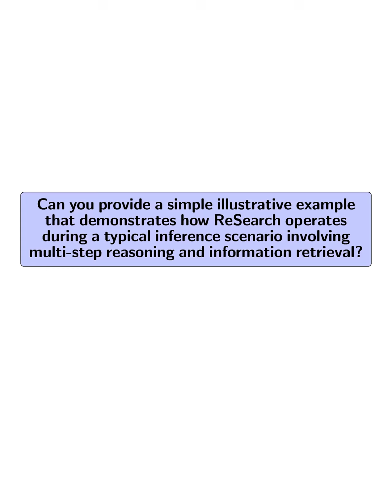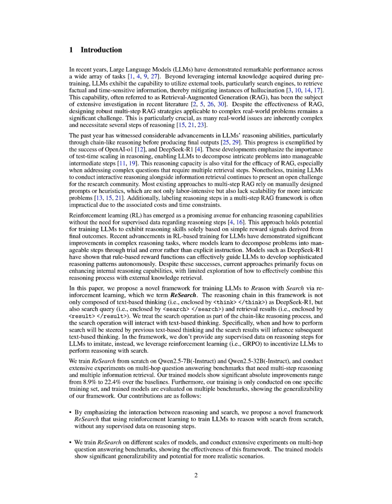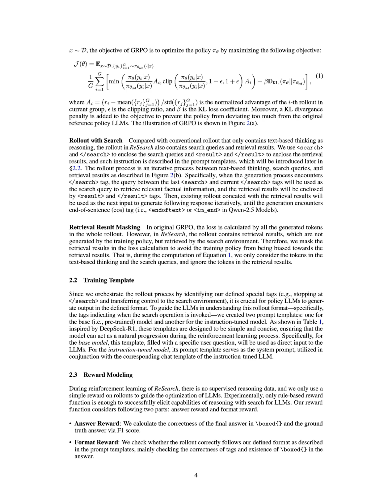Can you provide a simple illustrative example that demonstrates how ReSearch operates during a typical inference scenario involving multi-step reasoning and information retrieval? In a typical inference scenario using ReSearch, the model begins by processing a complex multi-hop question, which it breaks down into manageable reasoning steps. For instance, when the model encounters a tag like <search>, it generates a search query based on its previous reasoning encapsulated within <think> tags.